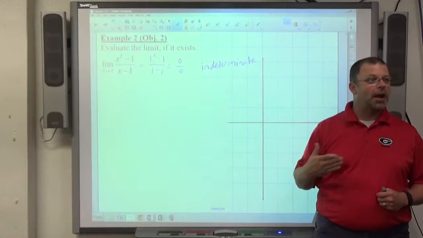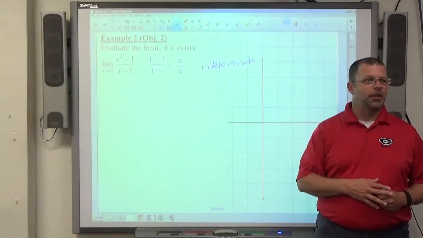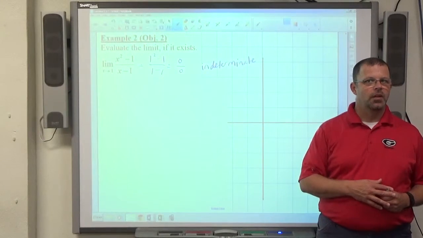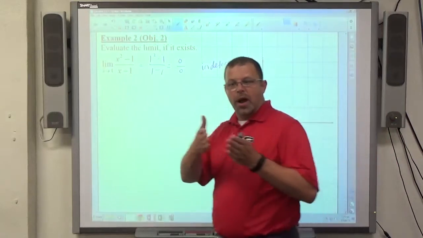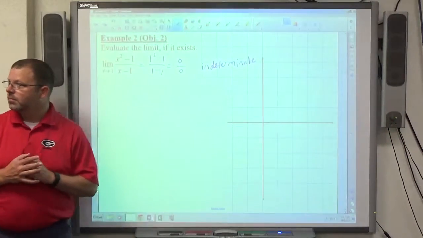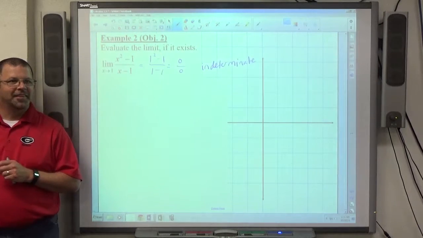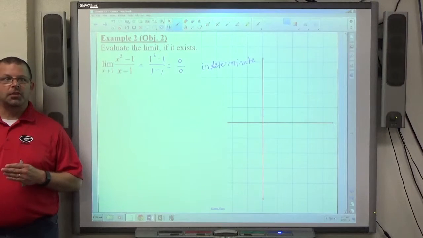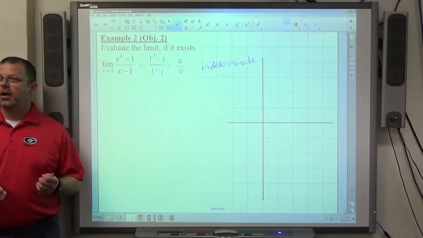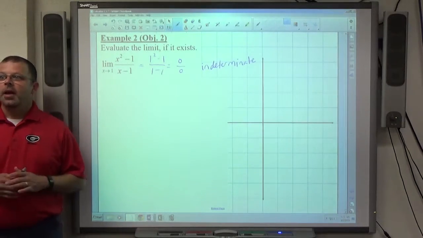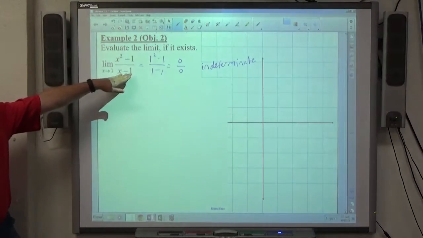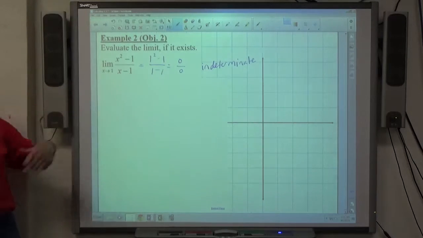What that means is it might have an answer, and we might be able to figure out what that answer is. Okay, let me rewind 2 days. All right, actually 4 days. Friday. All right, we were evaluating limits using numerical techniques, right? If you can't figure out how to make this work any other way, numerical techniques work.